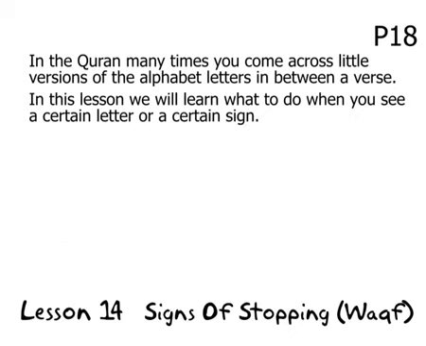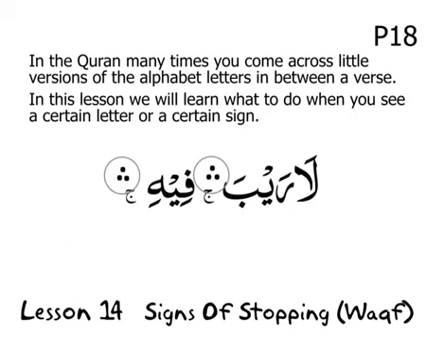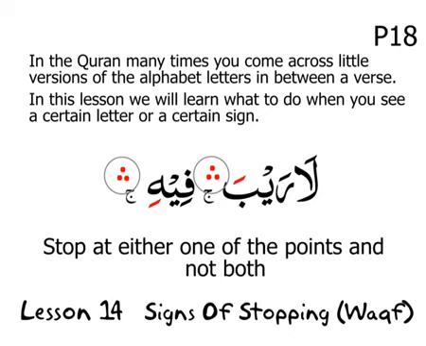Okay, this last example, I've put, look at the 2 sets of signs circled in the example to the right. Whenever you see this in the Quran, there will be a set of 2. Stop at either one of the points and not both, okay? So it's a set of 3 dots, like a triangle shape. Whenever you see them in the Quran, there will always be a set of 2. Now what you need to do is stop on any one of them, not on both, okay?